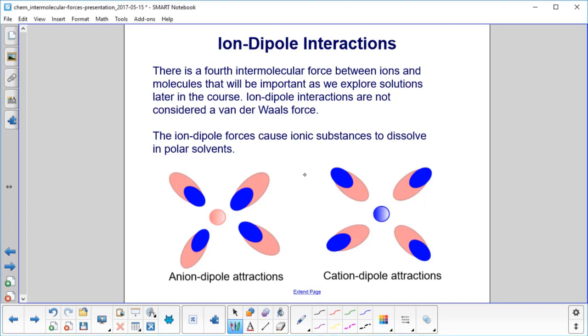So let's look at the picture on the left. This is an anion right here, negatively charged. And you can see how it's attracting the positive ends of these dipoles. So that's the anion-dipole attractions. And then over here, you have a cation, positive, and that's attracting the negative sides of these dipoles.